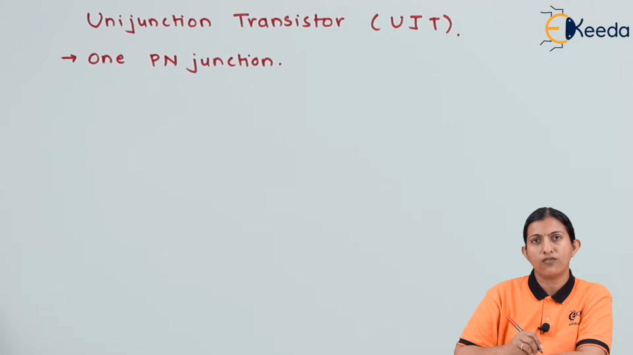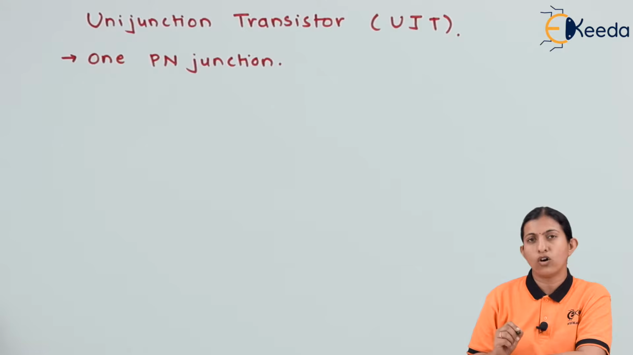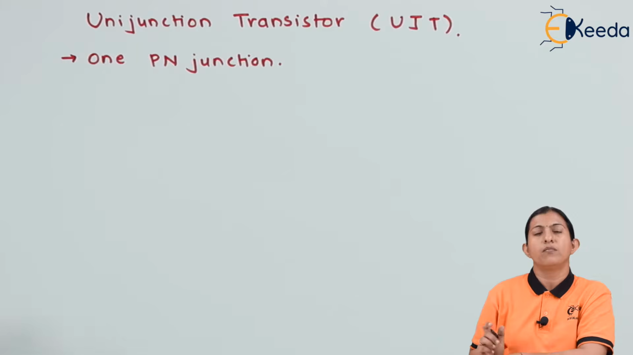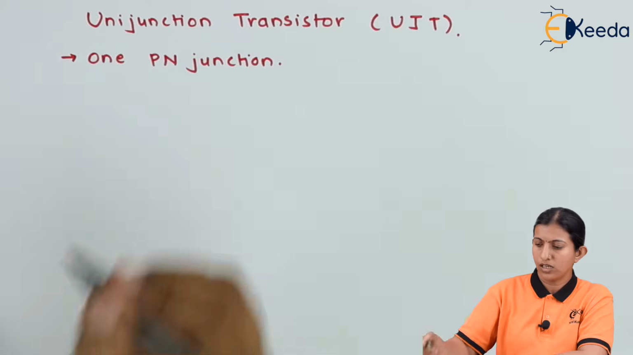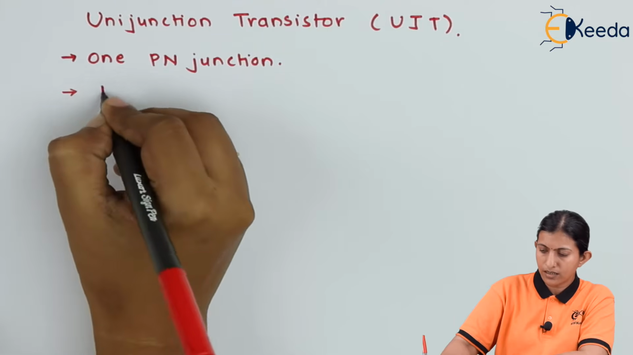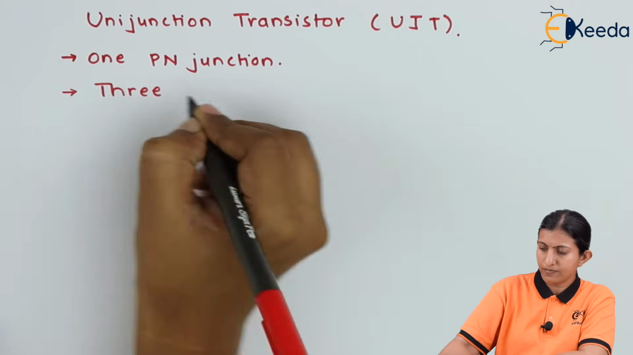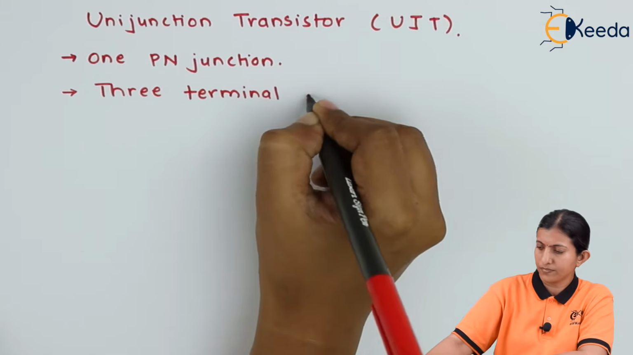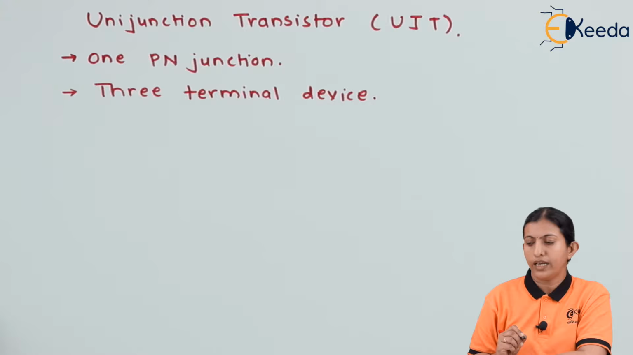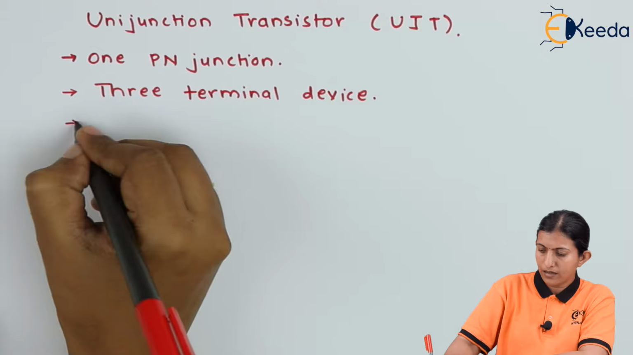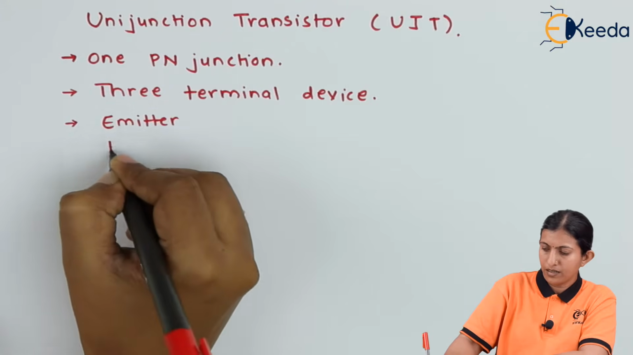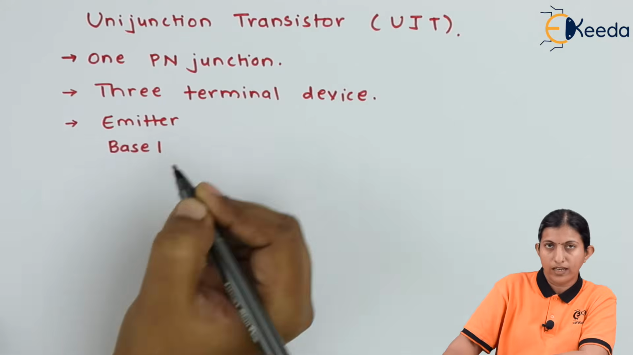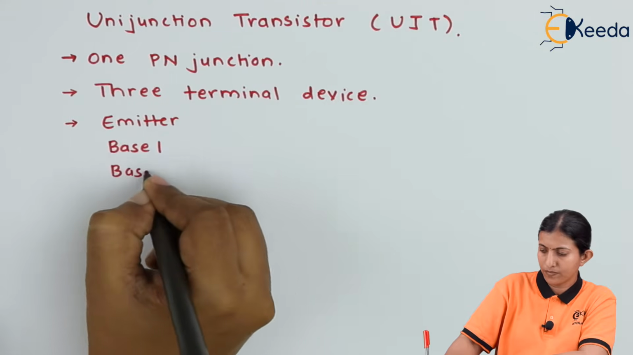But it is different from the ordinary diode, because an ordinary PN junction diode has only two terminals, but the unijunction transistor has three terminals. So the unijunction transistor is a three-terminal device. The names of the terminals are emitter, base 1 and base 2.